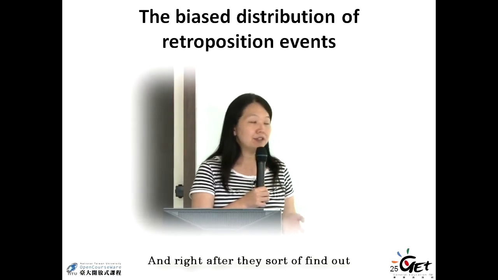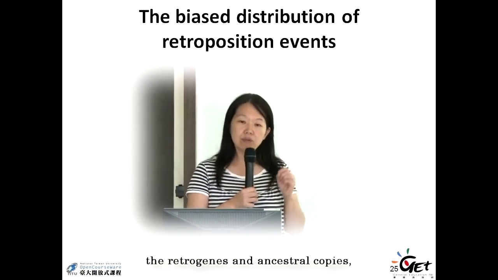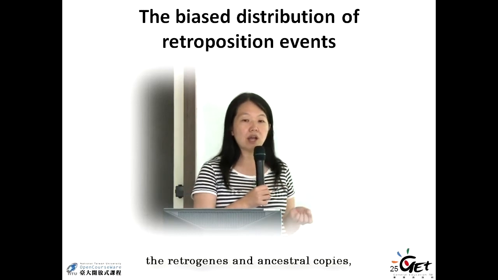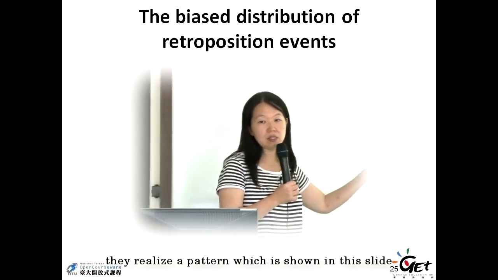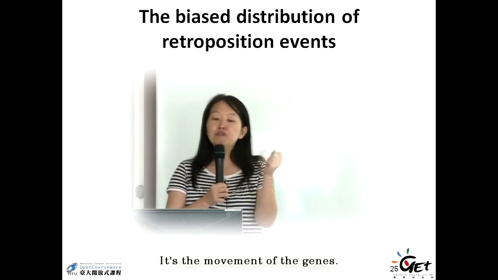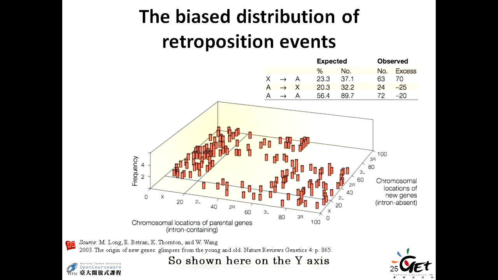Then right after they find all the retrogenes and their ancestral copies, they realize a pattern, which is shown in this slide: the movement of the genes. Shown here on the y-axis are the chromosome segments from X to 3R. The slide shows the movement from one particular chromosome location to another chromosome location.